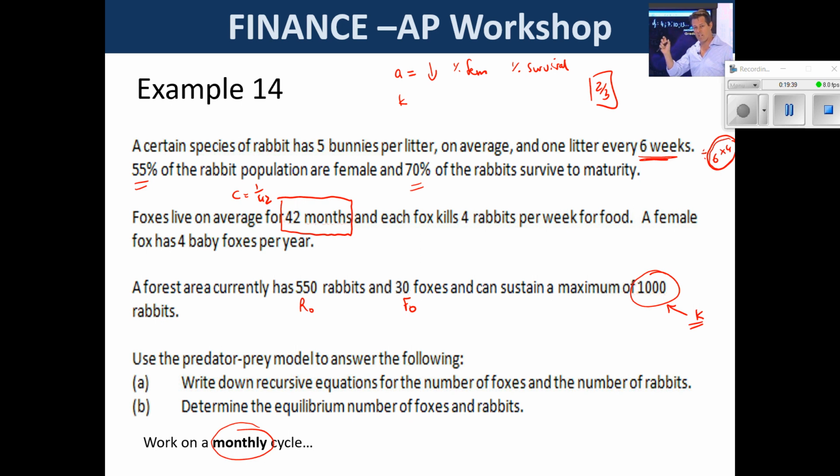So let's go and look over the page. It is very important that you know what the initial numbers of rabbits and foxes are. So let's go.